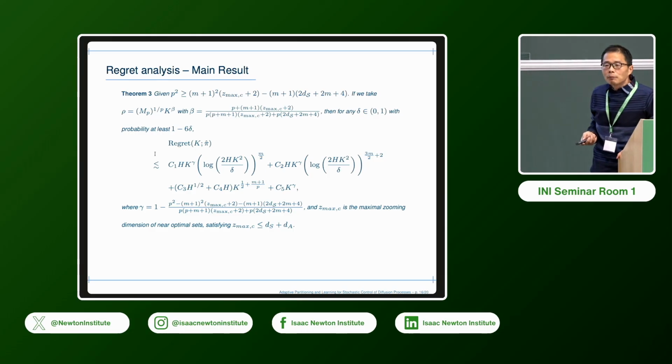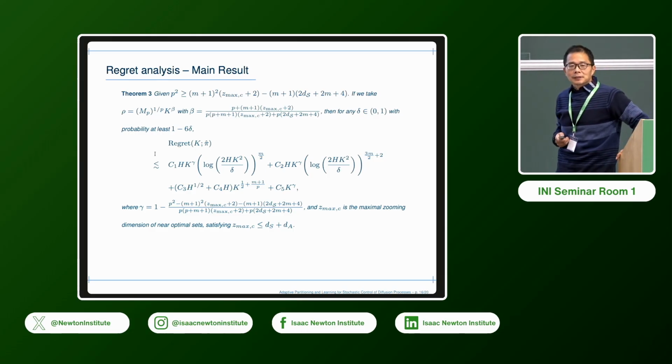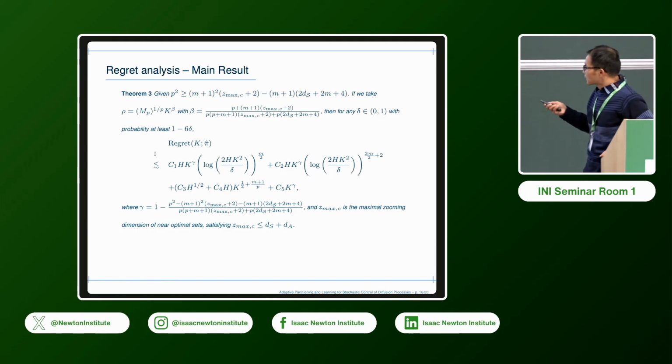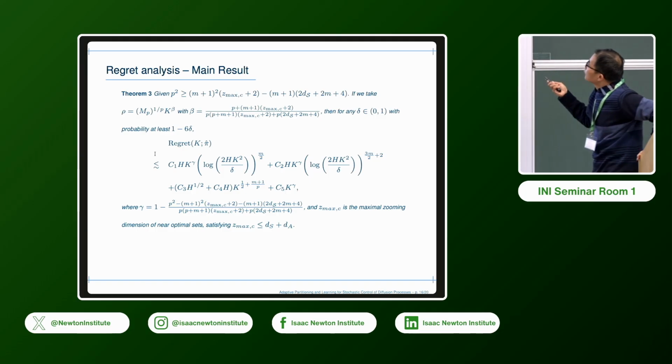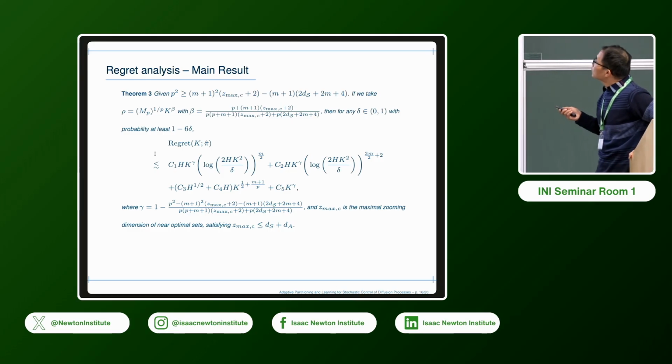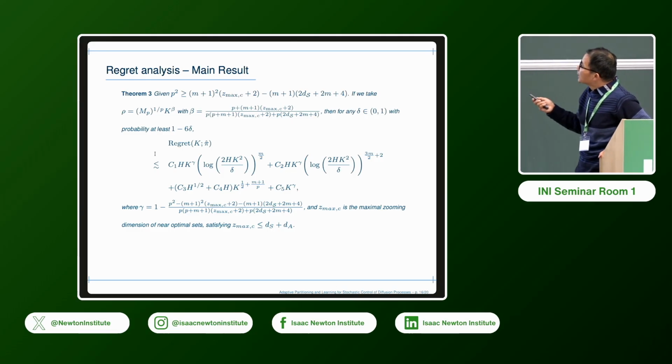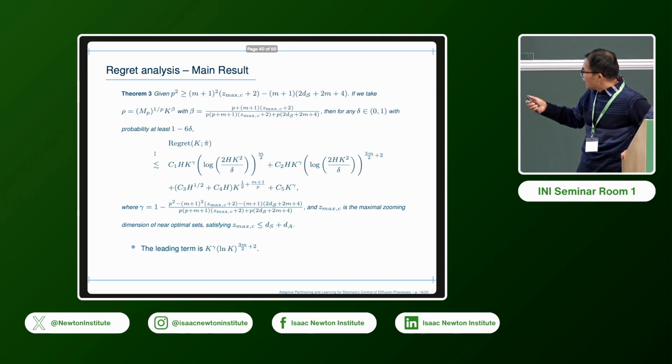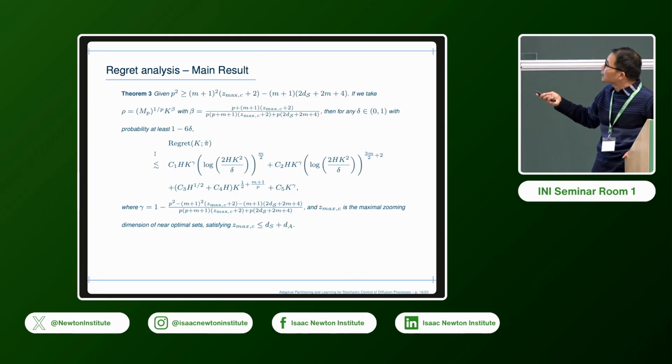This monster comes from our calculation. We can't simplify it, so we just keep it there. Then for any small probability delta, we can ensure with probability at least one minus 6 sigma that our regret is bounded by this.